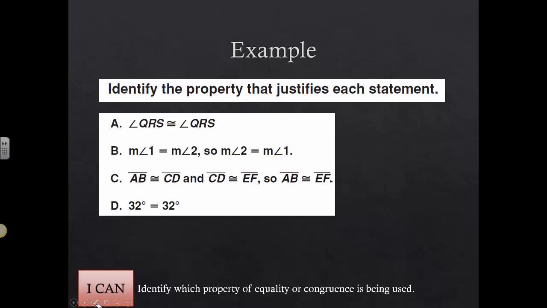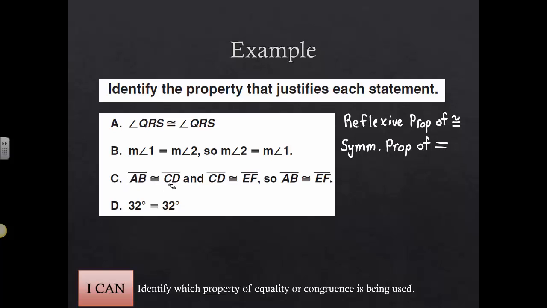So let's just see if we can identify what we're using here for each of these. Angle QRS is congruent to angle QRS. That is what we call the reflexive property, and this is a property of congruence. It is not a property of equality. If the measure of angle 1 equals the measure of angle 2, then the measure of angle 2 equals the measure of angle 1. Because it's equals, we know it's the symmetric property, but it's the symmetric property of equality.